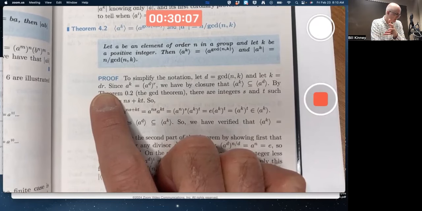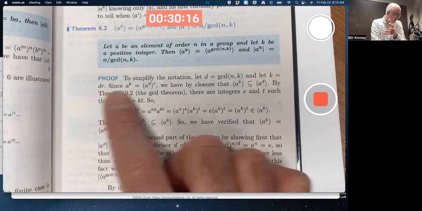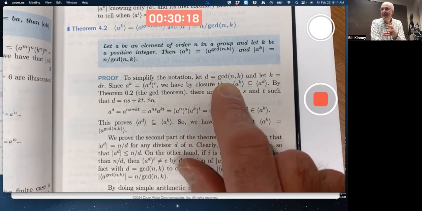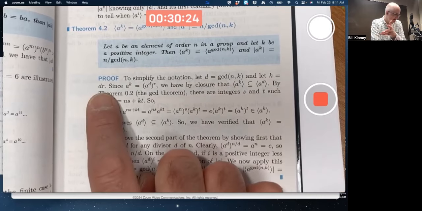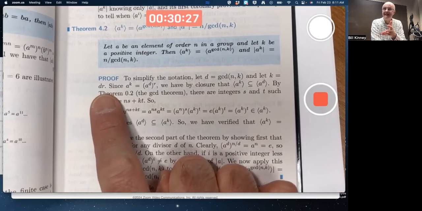K is an arbitrary positive integer, N is another arbitrary positive integer. That's the order of the element A. D is the GCD of N and K. Oh, so it is a divisor of K. If I take K and divide by D, I'll get a remainder of 0. I can write this: K equals D times R. D divides K.